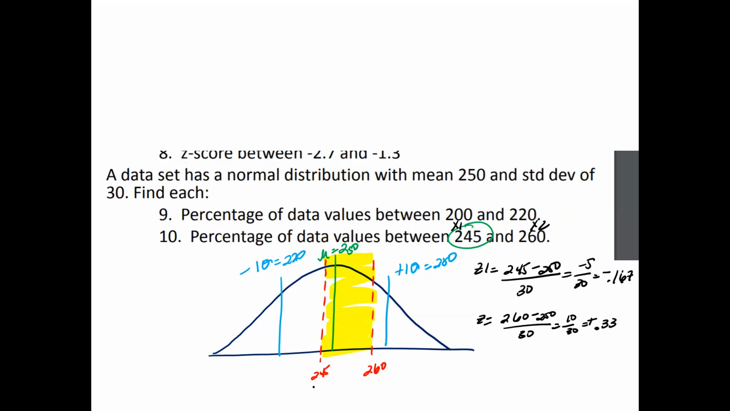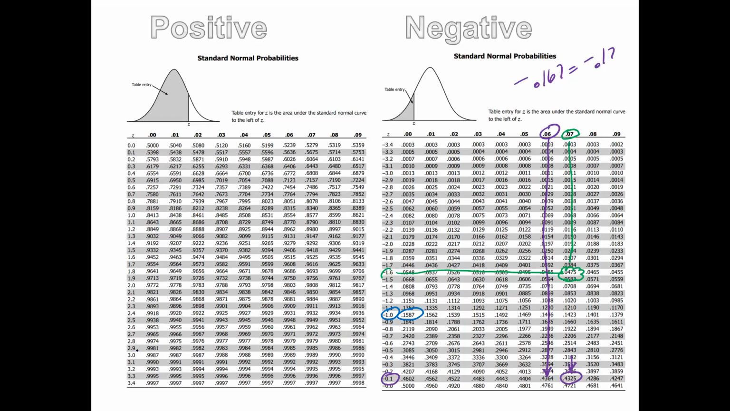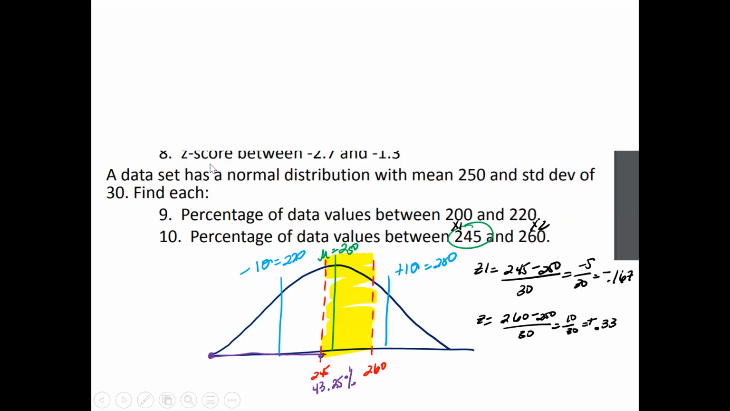So at the first one, that is 43.25% right here. And that's from here to right here. Okay. And then let's take a look at the second z-score, which is 0.33, and it's in the positive. So 0.33 is right here. That's going to give me a 62.93. So that's from here all the way to here.